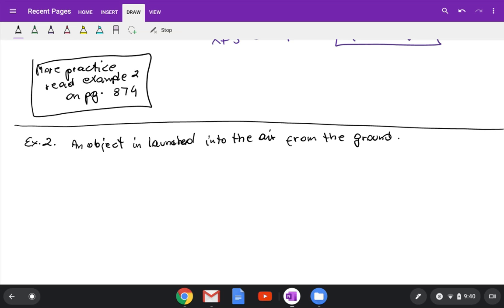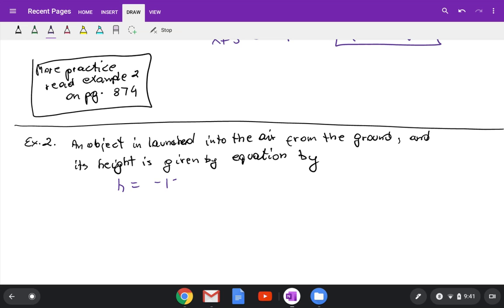And its height is given by equation. I would say this is classic equation, classic problem for quadratic equation. And the equation which they give you for height is -16t squared plus 144t.